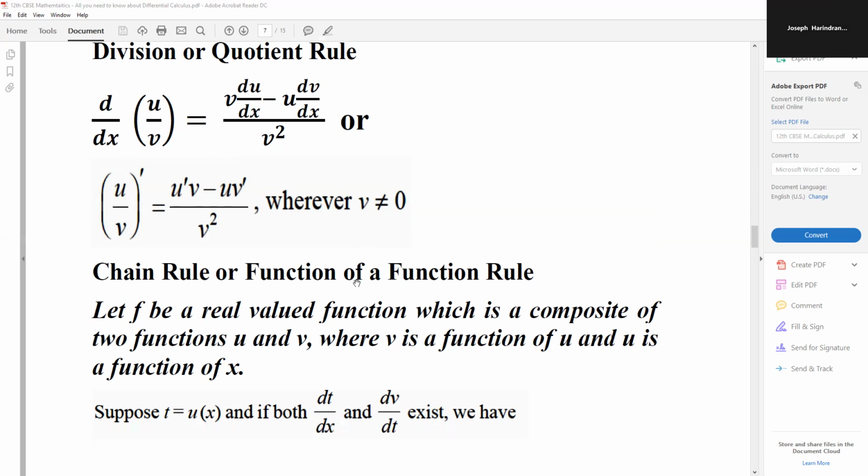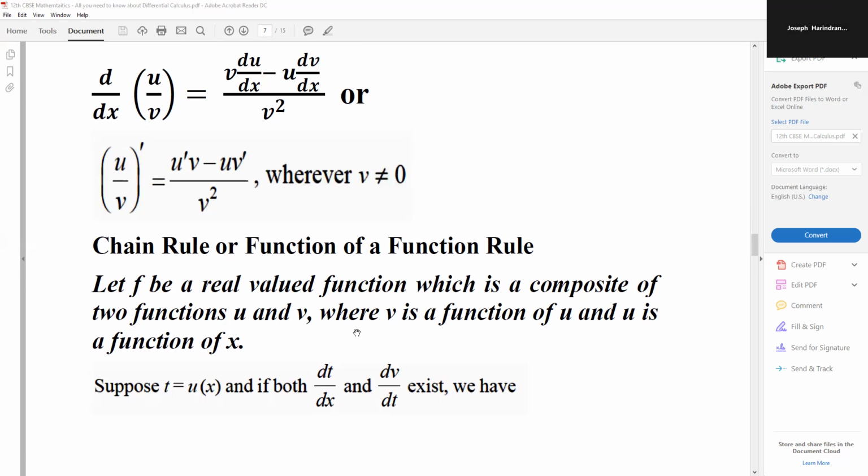Chain rule is another very important rule. It's also known as function of a function rule. Let f be a real valued function, which is a composite of two functions, u and v. Then v is a function of u and u is a function of x. So it's a function of another function. It is also known as v o u. We'll also write f is v of u. v is a function of u and u is a function of x.